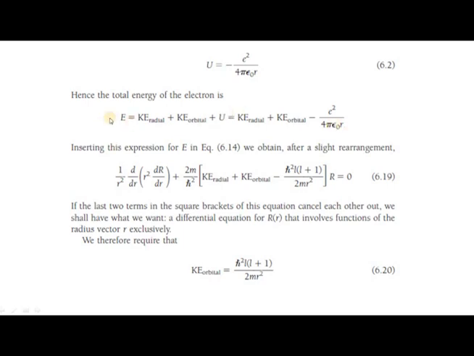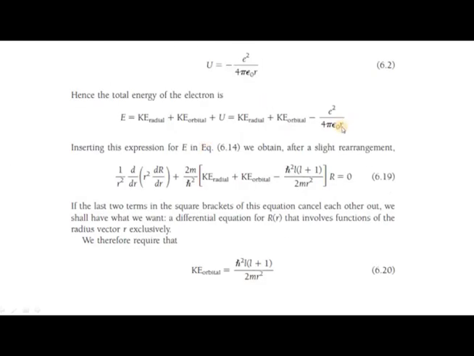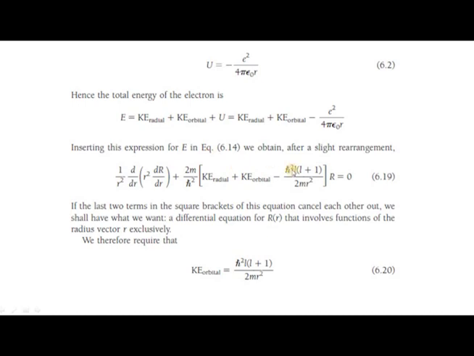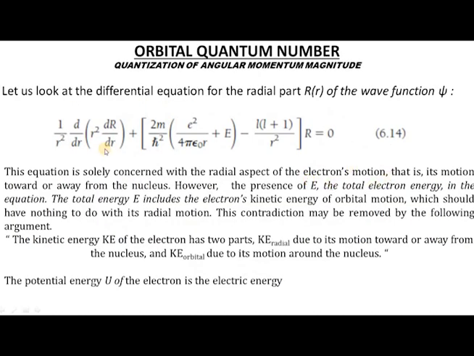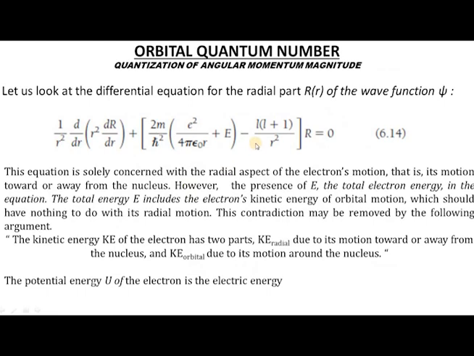And substituting this expression for total energy in the equation, there is already e square divided by 4 pi epsilon 0 r, and minus e square by 4 pi epsilon 0 r gets cancelled, and there is K radial plus K orbital. And taking this outside, 2m by h bar square is taken outside the square bracket.